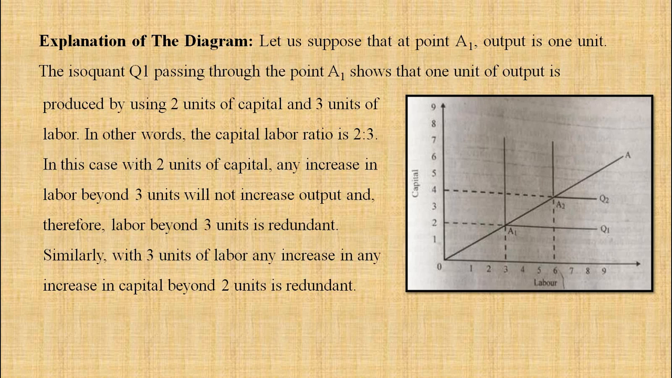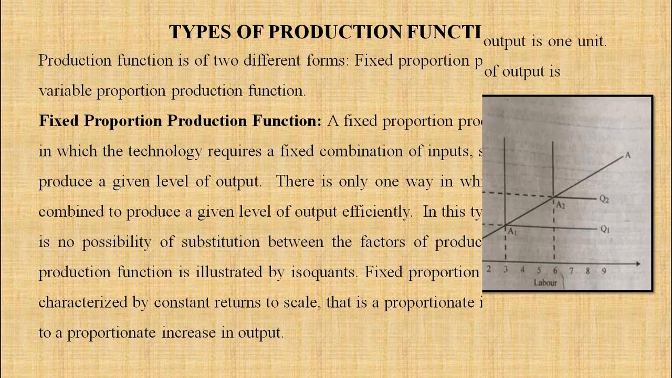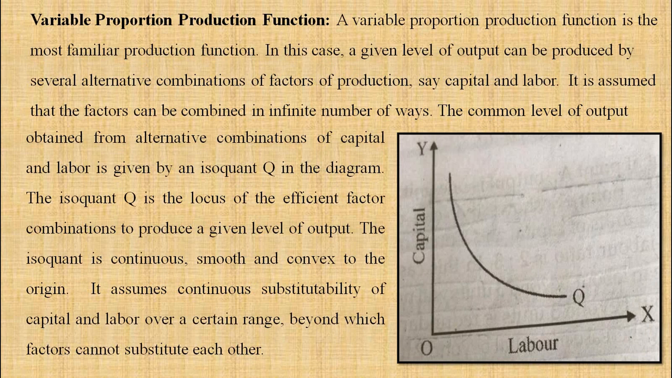Similarly, with 3 units of labor, any increase in capital beyond 2 units is redundant. Look at the diagram. So this is what you have to understand about this first point, that is fixed proportion production function. Now second, variable proportion production function.